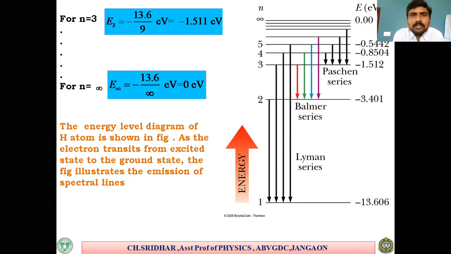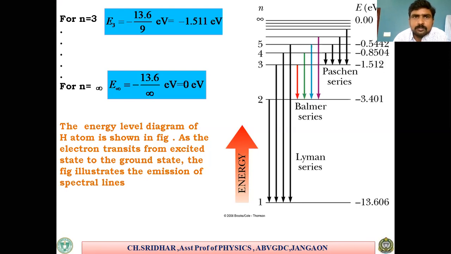In order to have a spectral line, we have to have a transition from one energy state to another energy state, from a higher energy to a lower energy. If we consider the transitions onto the first energy state from the next energy states, that gives the Lyman series. Likewise, we have the Balmer series, Paschen series, Brackett series and Pfund series. There are different series of spectral lines for the hydrogen atom.